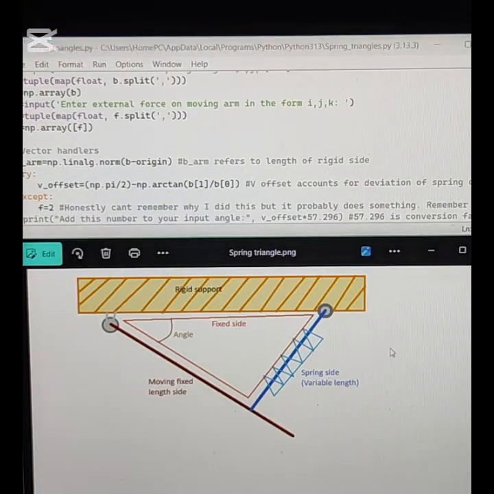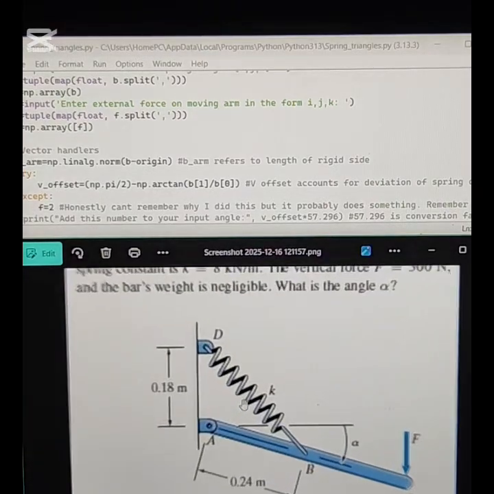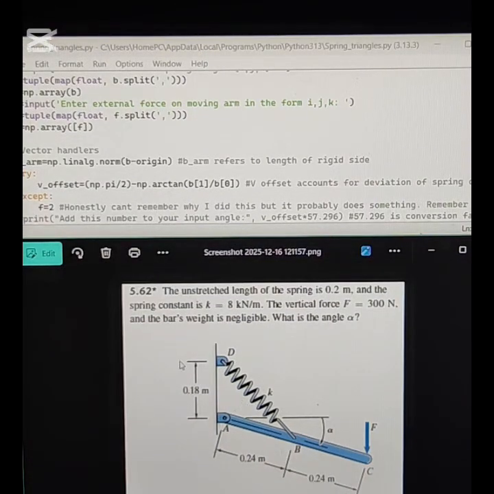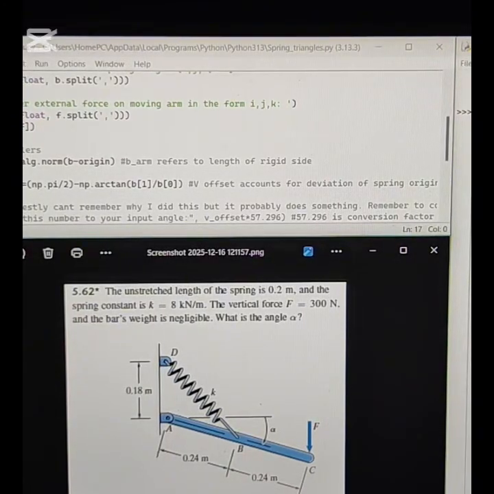Let me load up a sample problem. This is the spring triangle problem we've solved. As you can see, this is the triangle, this is a fixed support, this is a moving arm. It shows the length of spring is 0.2, spring constant is 8, vertical force 300, and the spring's mass is negligible. What is the angle theta? This is basically asking at what angle will this system be in equilibrium. That means the moment due to the spring will cancel out the moment due to the force.